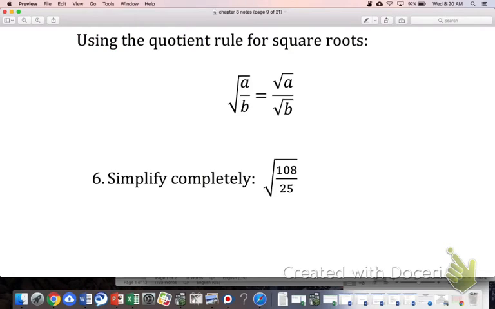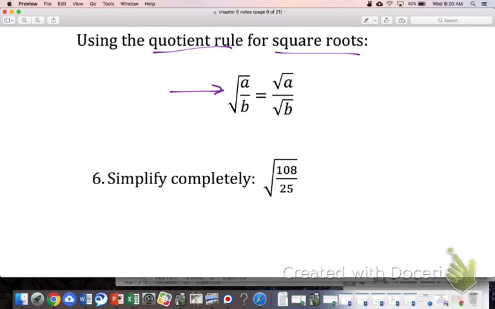This final concept we're going to be looking at, this final skill, is called the quotient rule for square roots. And this essentially answers the question, what if you had the square root of a fraction? Really all it is. So here is the rule. If you have the square root of a fraction, like the square root of a over b, then you can break it down if you want.